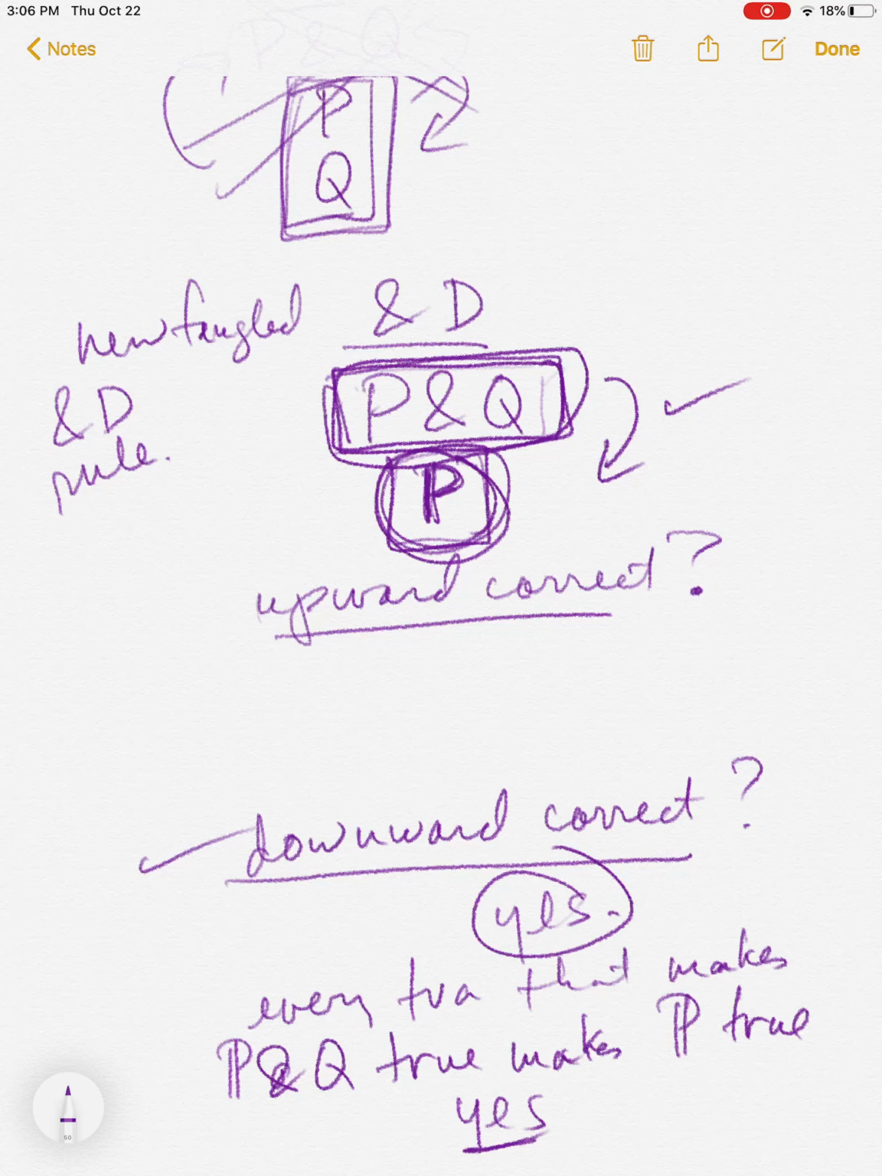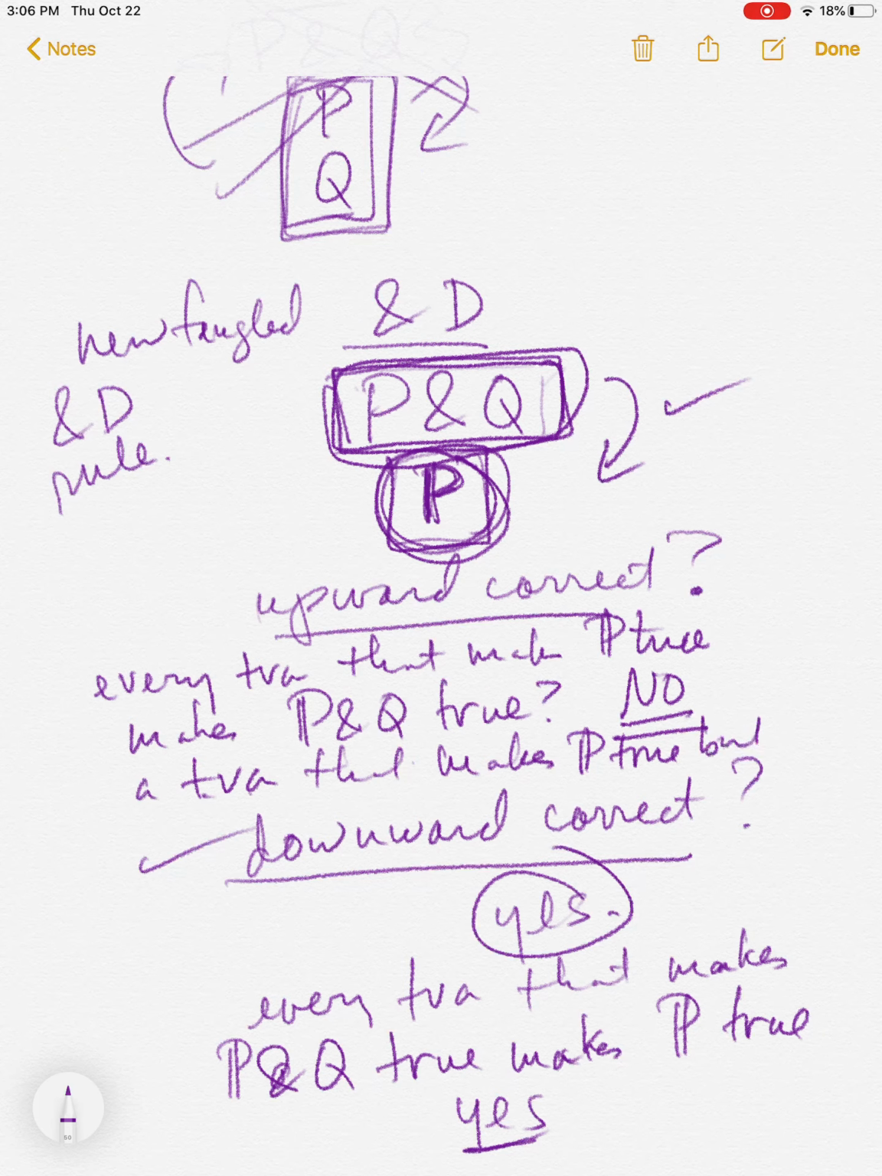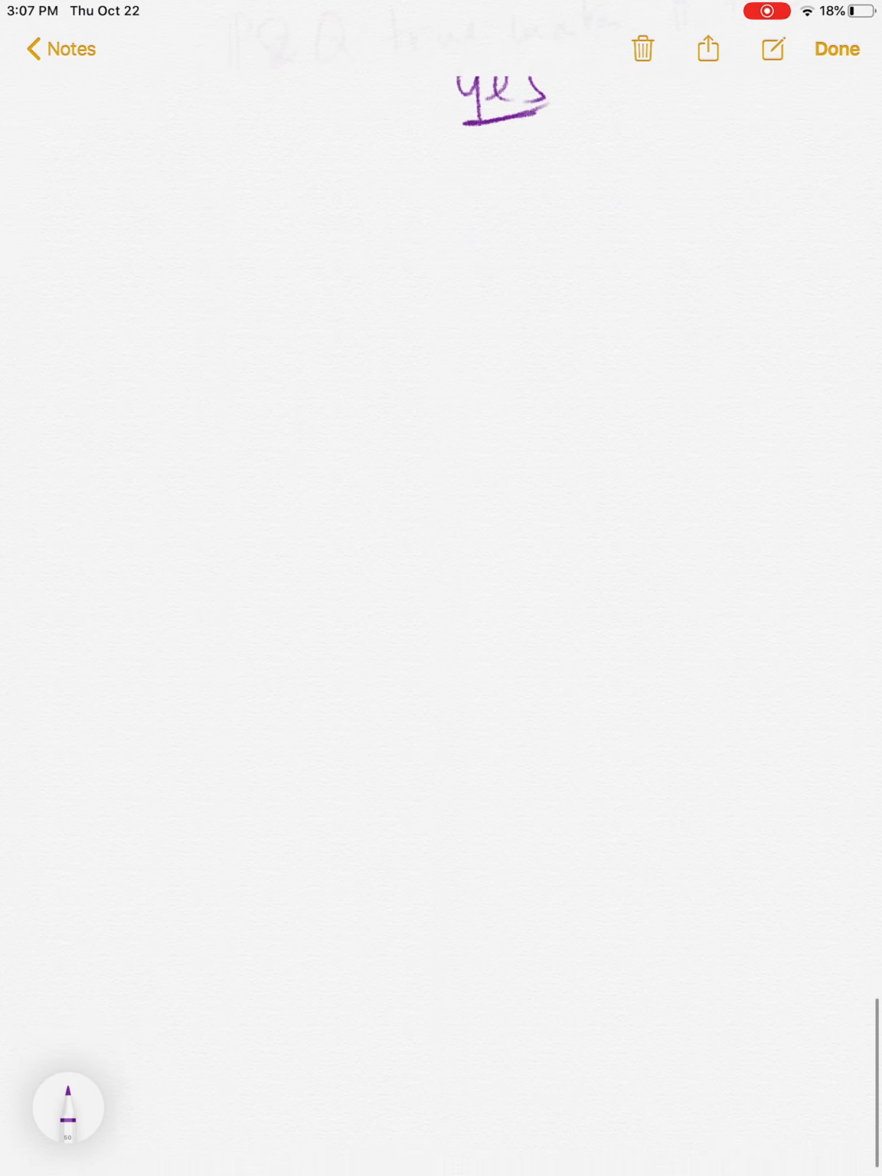Is it upward correct? Is it the case that every truth value assignment that makes P true makes P and Q true? No, right? Because you could have a truth value assignment that makes P true but Q false, and then the conjunction would turn out to be false. So it's not upward correct, but it is downward correct. Let me do another example, since my mistake no doubt confused most of the people who are listening to this, so I apologize for that. Let's look at another example.